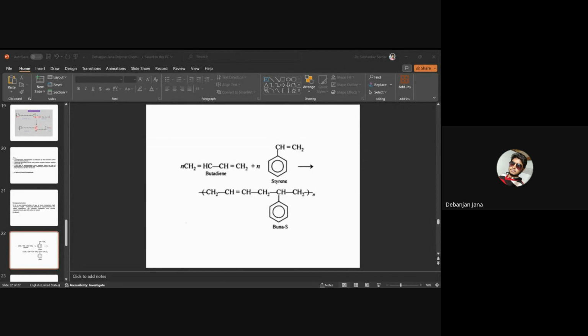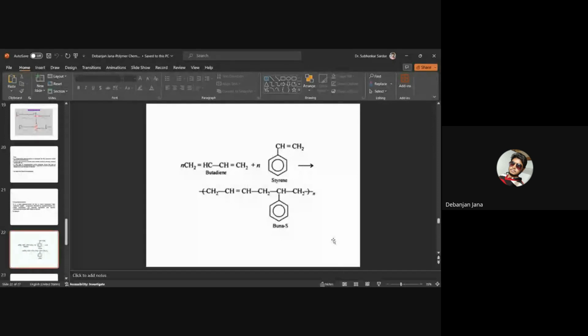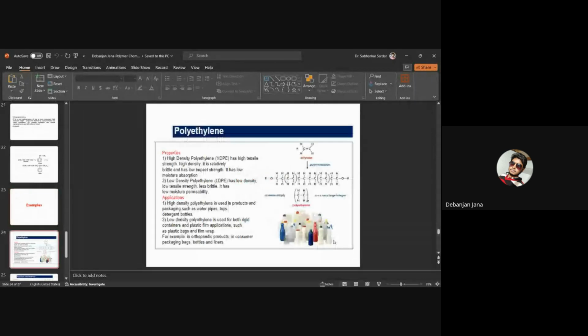And some examples. First is polyethylene. Polyethylene properties: high density polyethylene has high tensile strength, high density. It is relatively brittle and has low impact strength. It has low moisture absorption. And low density polyethylene has low density, low tensile strength, less brittle. It has low moisture permeability.